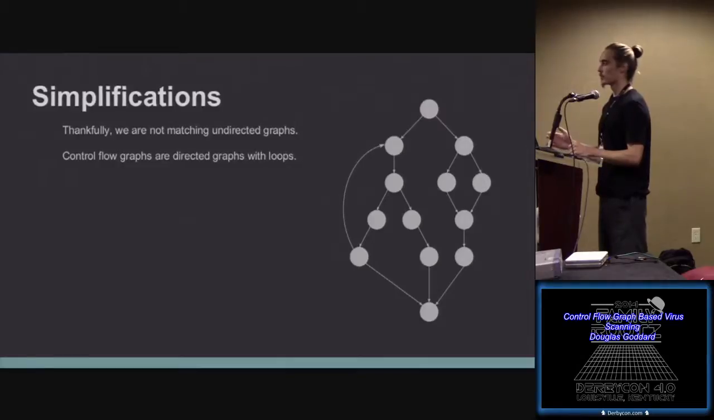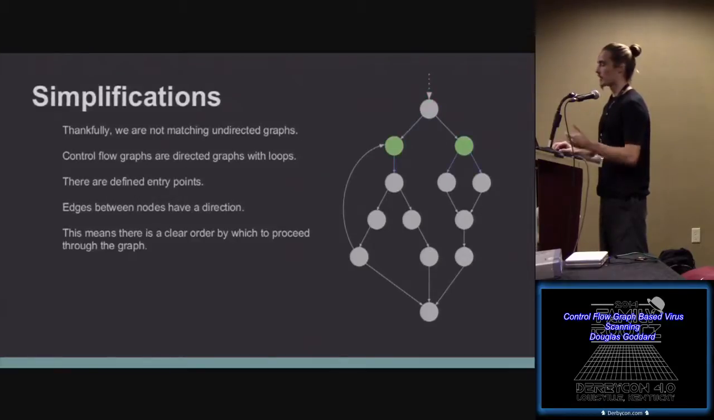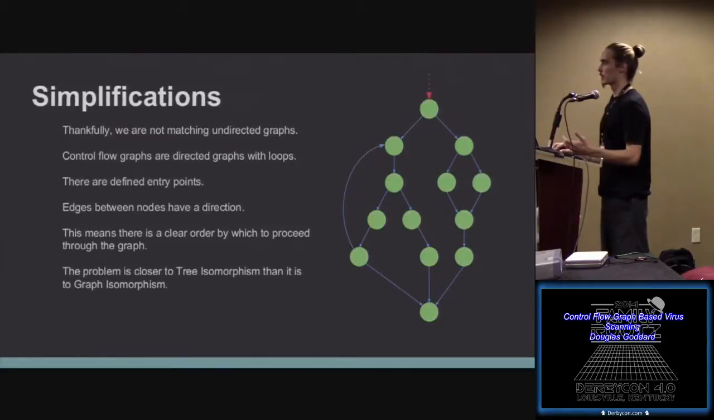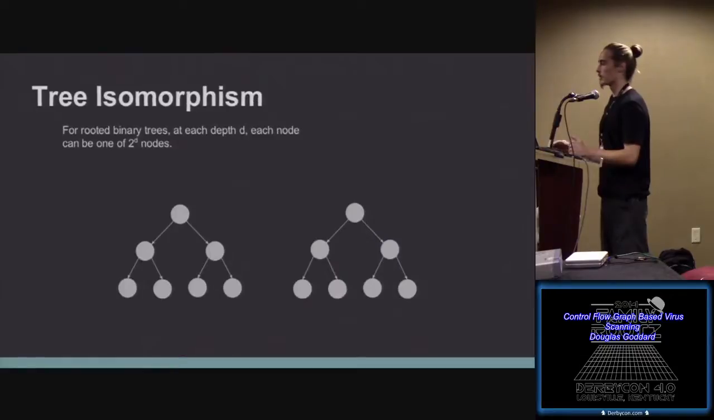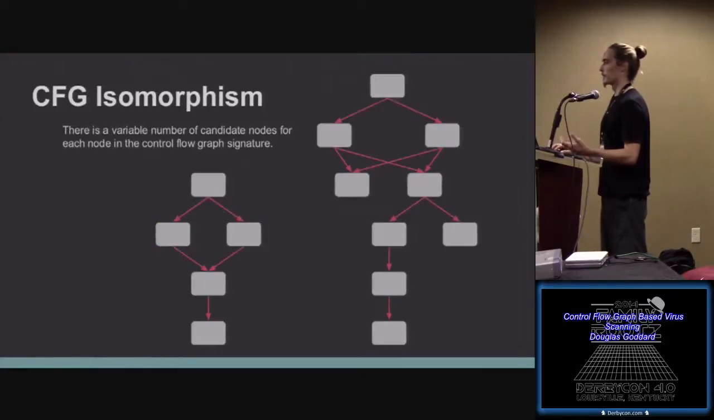There's direction between the edges. There's a defined entry point. And there's a clear way to proceed through the graph. So there's a lot of ways we can bring it closer to tree isomorphism than it is to graph isomorphism. So in tree isomorphism, at each depth, you're going to have 2 to the depth candidates for each node. So at depth 1, you only have 1 candidate. At depth 2, you're going to have 2 candidates for each vertex. In control flow graph isomorphism, you're going to have a variable number of candidates at each depth.